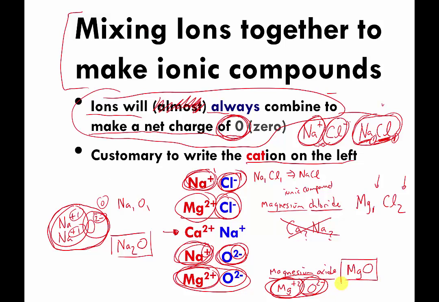So again, it doesn't really matter what the electrical charges are, as long as you can get them to balance out. If a bunch of positives are balanced out by an equal bunch of negatives, then you'll be able to figure out the formula for ionic compounds. So that's it for ionic compounds, or at least the beginning of ionic compounds. There will be more coming up in the next video.